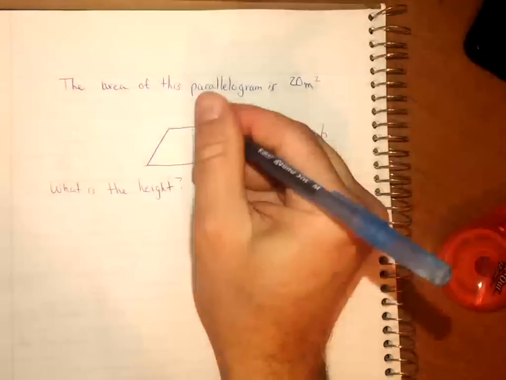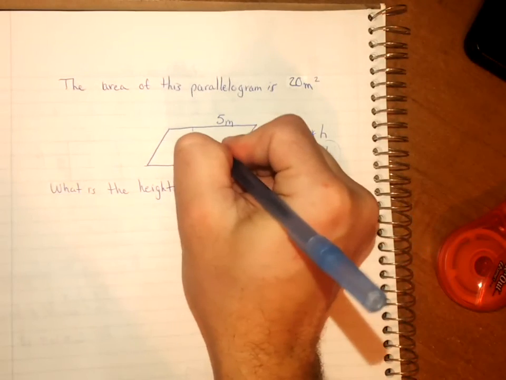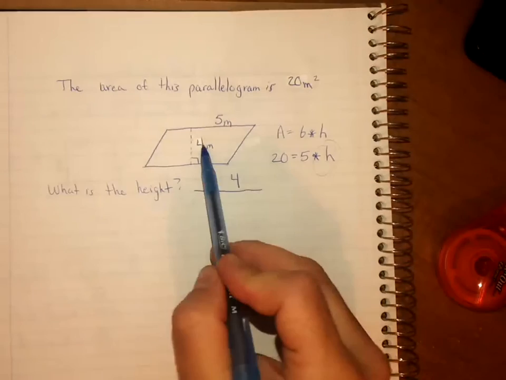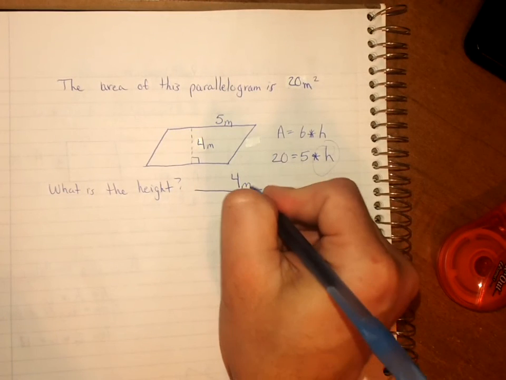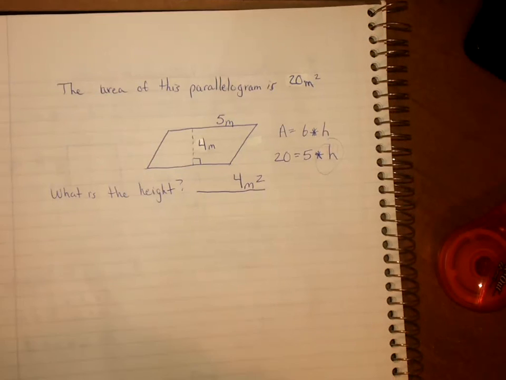So I know that this is 4 meters. And actually, if this is 4 meters and this is 5 meters, that's a big parallelogram, by the way. This would be 4 meters squared.